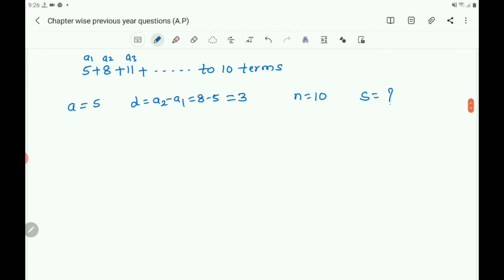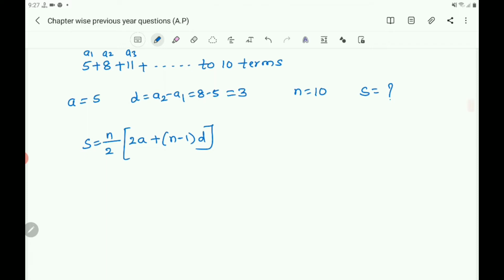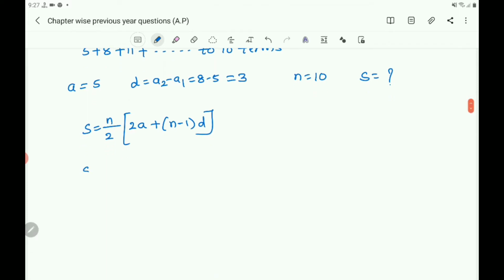Then you write the formula. Here A, D and n are known. If A, D and n are known, what is the formula? We have to write S equals n by 2 into 2A plus n minus 1 into D. Then you write S equals, n is how much? n is 10. In the place of n you write 10.